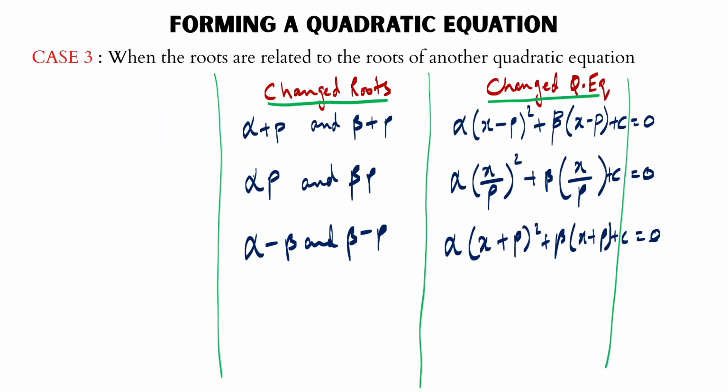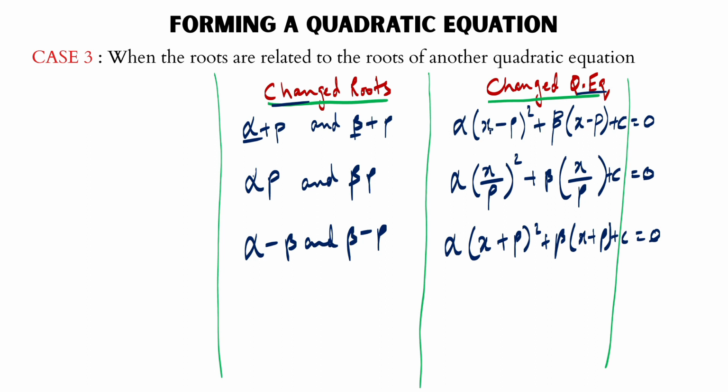So this is a table where for the change in roots, the change in the quadratic equation occurred. See, for instance, if alpha and beta are roots of a quadratic equation and alpha is increased and beta is also increased by p, then what will be the change in the quadratic equation?